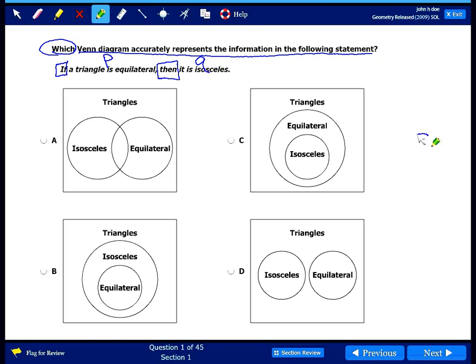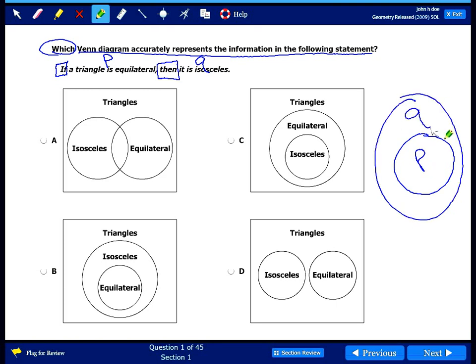So what we've always said is that the smaller circle in the Venn diagram is the hypothesis, the outer one's the conclusion. So we should have an equilateral triangle on the inside and isosceles on the outside. The only one that fits that description is B. So B will be our answer for number one.